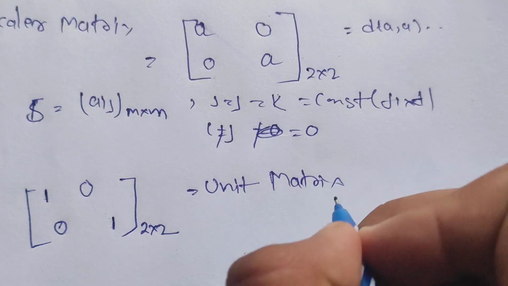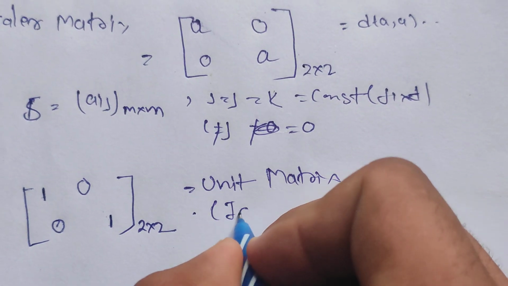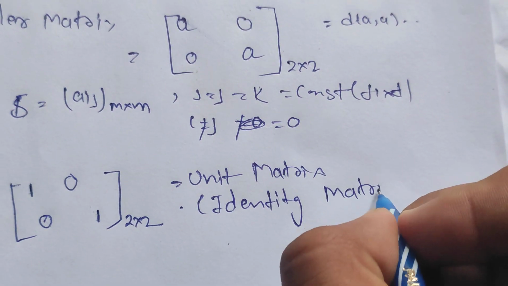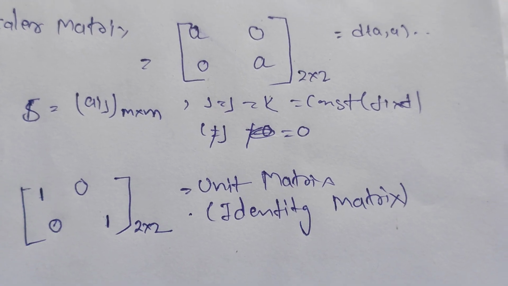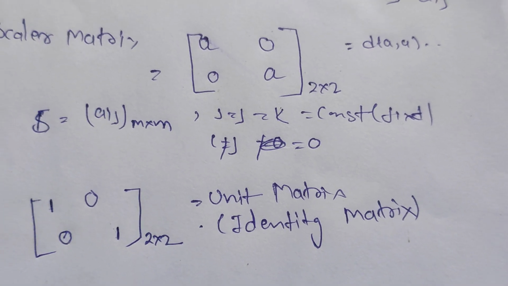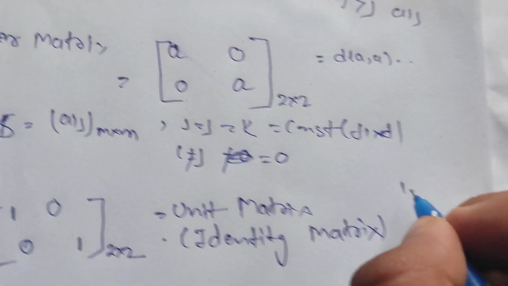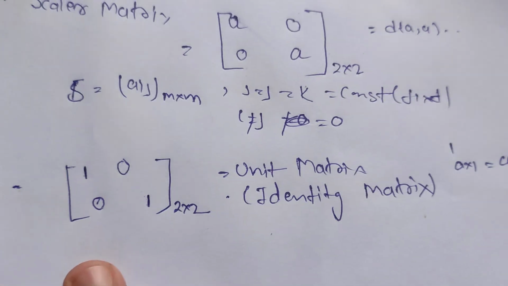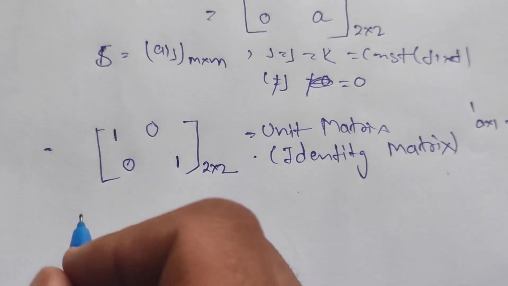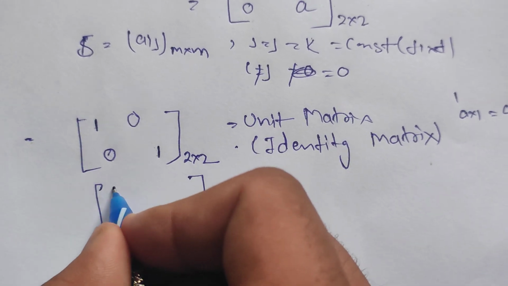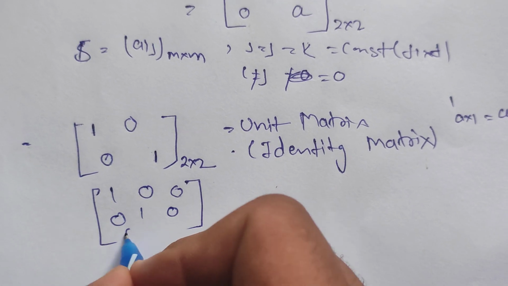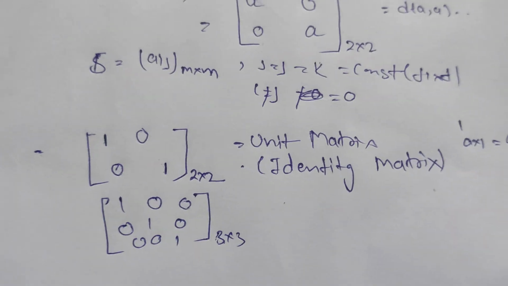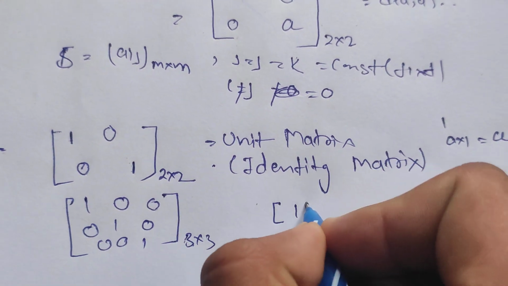The second name is identity matrix, because it acts like an identity. The identity is the fixed value such that multiplying with it gives the same value. For example, 1 is the identity because if I multiply any number with 1, it gives the same number. This was the unit matrix; for 3 cross 3, the unit matrix is 1 0 0, 0 1 0 and 0 0 1. Sorry for this. So this is a 3 cross 3 matrix, and similarly for the 1 cross 1 matrix.